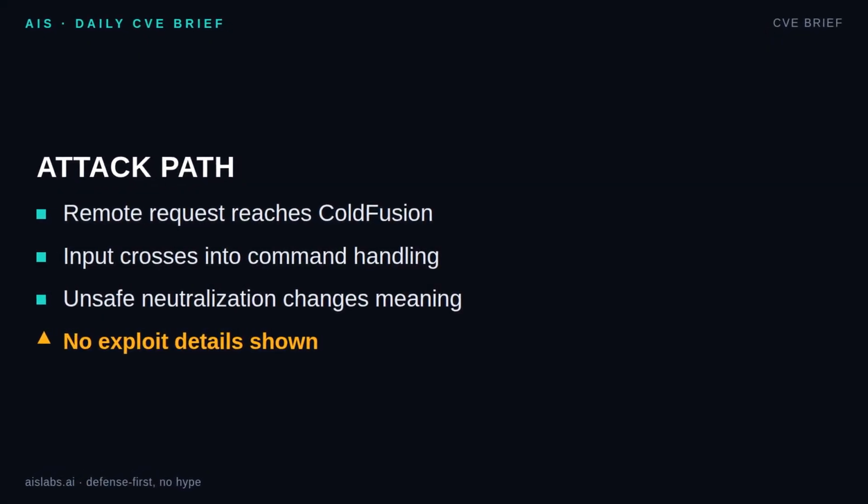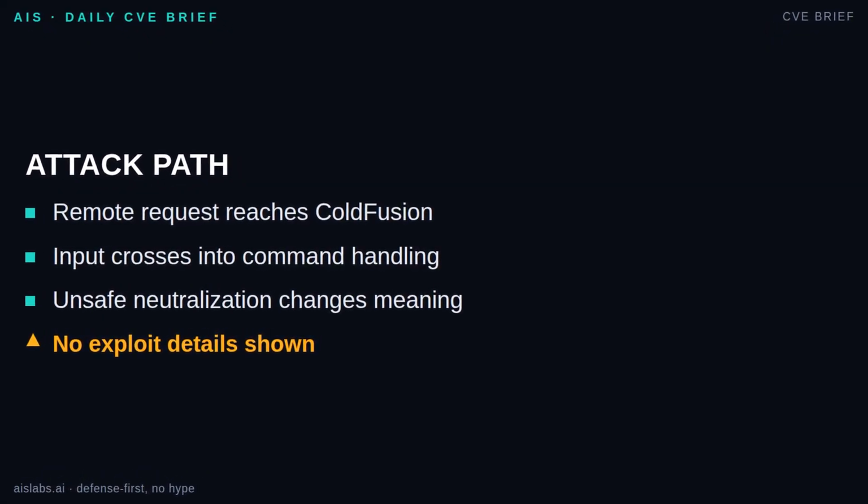Conceptually, the dangerous path looks like this. A remote attacker reaches a ColdFusion-facing service over the network. Some part of the application or platform processes input and eventually uses values near an operating system command boundary. If special elements are not properly neutralized, the operating system may interpret attacker-influenced data as part of a command, rather than harmless text. The official description says arbitrary code execution could occur in the context of the current user, which is an important limitation and an important risk.